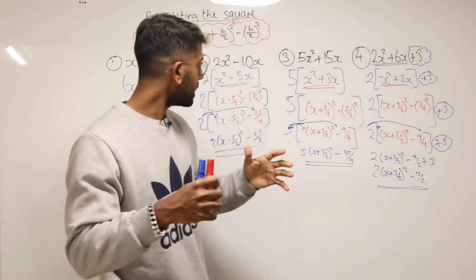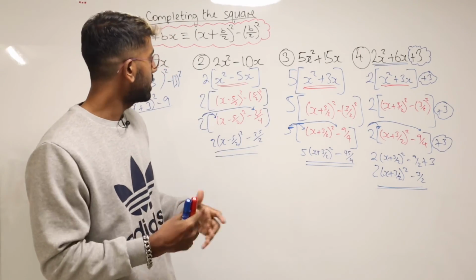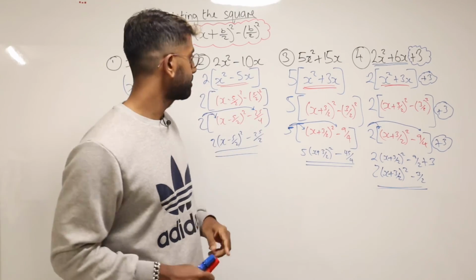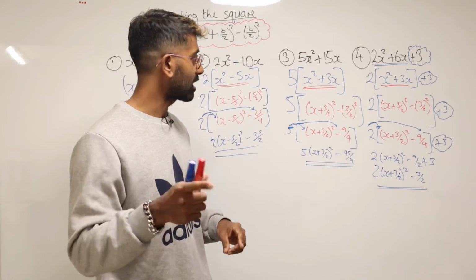So there it is. That's how we complete the square when we have a coefficient in front of the x squared that is not 1. Hope that all makes sense. We'll try a couple more in the next video.